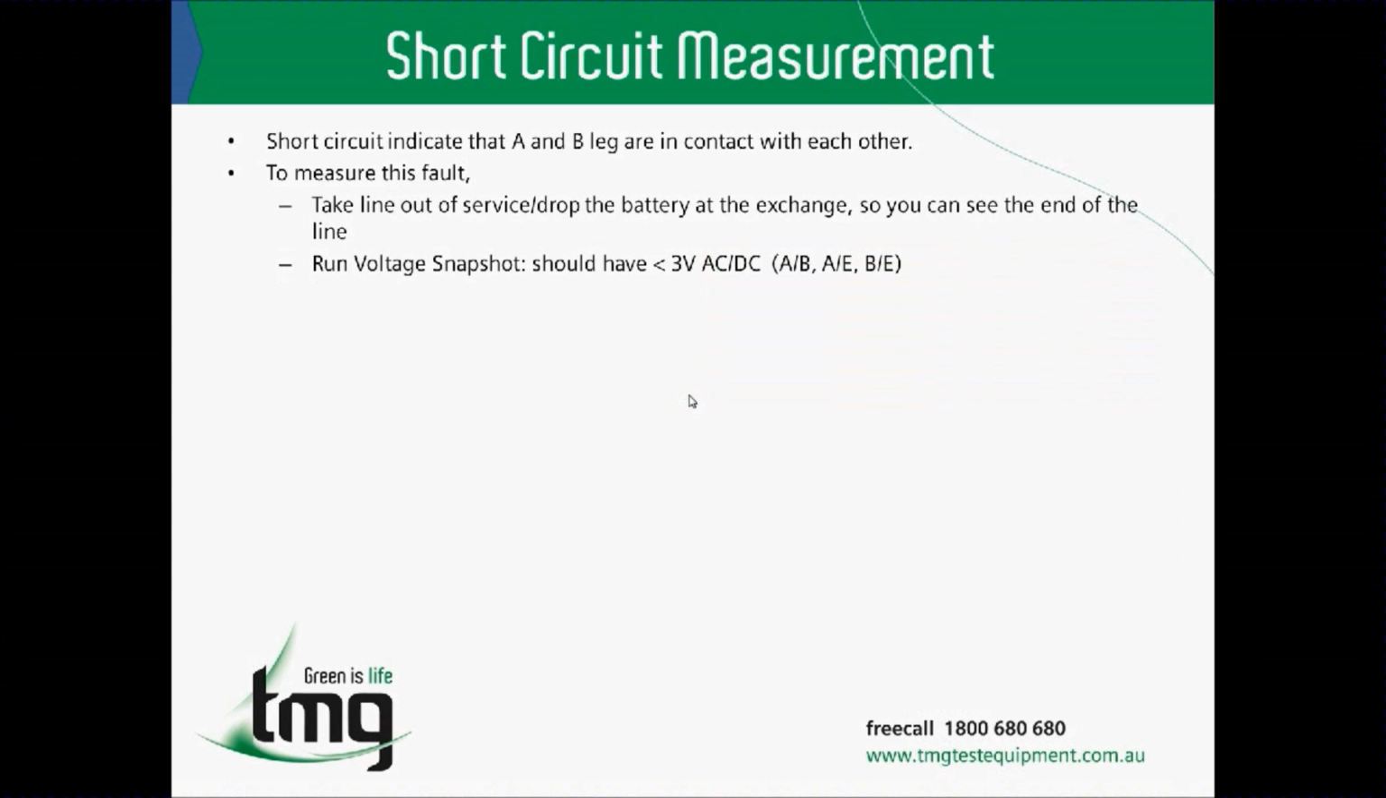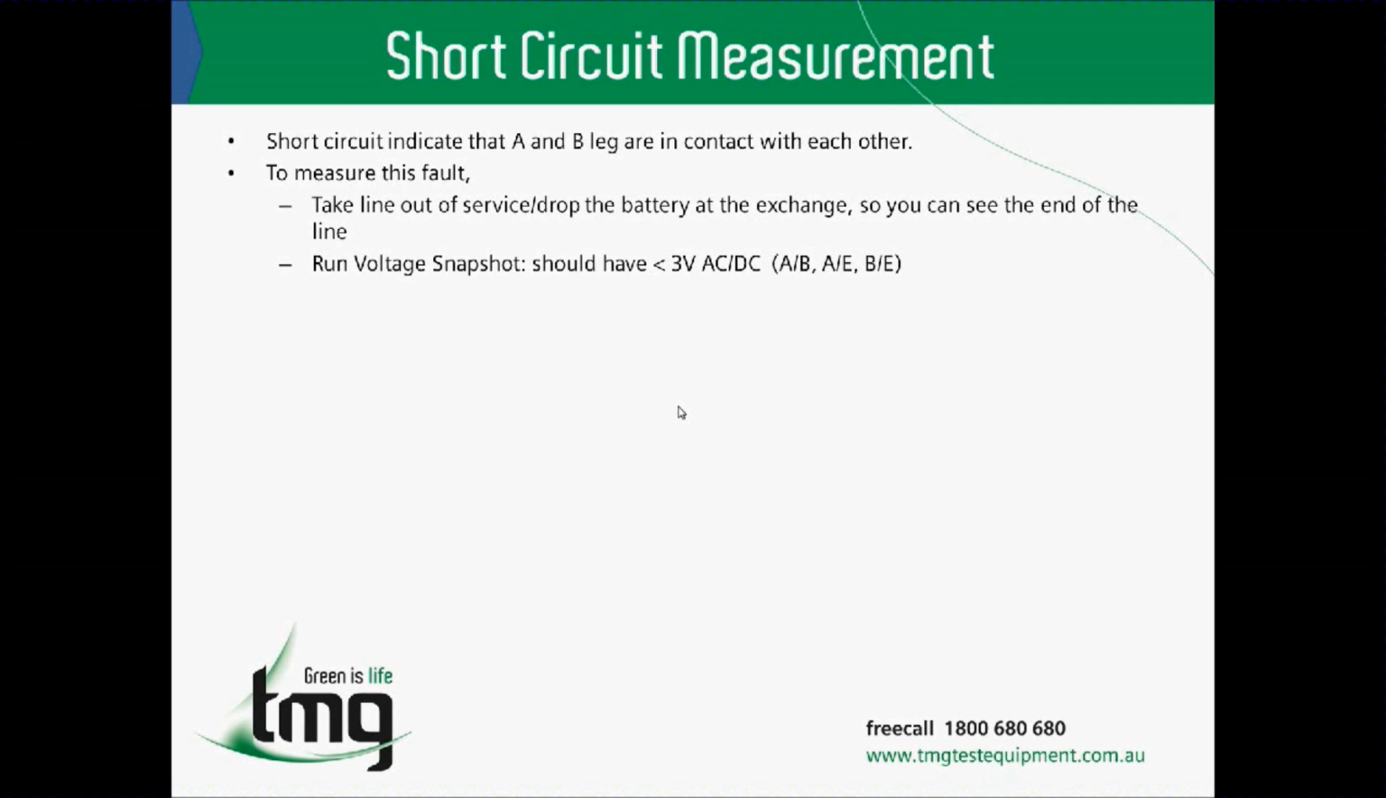Let's move on to the short circuit measurement. Short circuit indicates that leg A and leg B are in contact with each other. To measure this fault, we first of all need to take the line out of service, i.e. to drop the battery at the exchange, so that we can see at the end of the line where the fault is. Or actually, the fault will indicate the end of the line, even though we know the real length of the line. We can run a voltage snapshot.